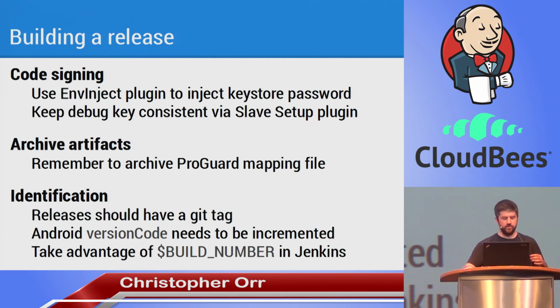And of course, build should be traceable. Build should be identifiable. Of course, you should use Git to tag it. Android requires that you have this version code parameter, which is just an integer that you have to increment every time you create a new build. And we can take advantage of the build number variable in Jenkins to automate this for us.